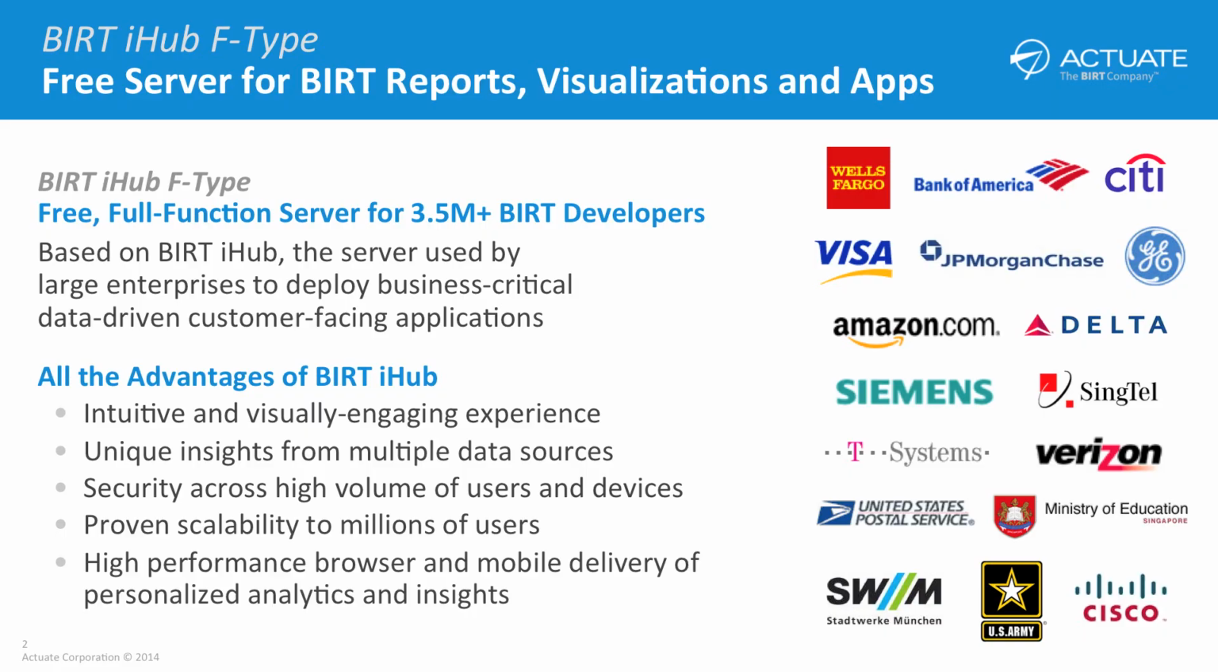The who's who of global companies have been working with the BIRT iHub technology for many, many years and really implementing and deploying some tremendous BIRT-based applications on a global basis. The cool thing about what we've done with F-Type is we've made it freely available for the 3.5 million Eclipse open source developers to use in small applications and get acquainted with that awesome power that, again, Citigroup and Visa and Wells Fargo use every day to really enable tremendous solutions at their enterprise on a global basis.